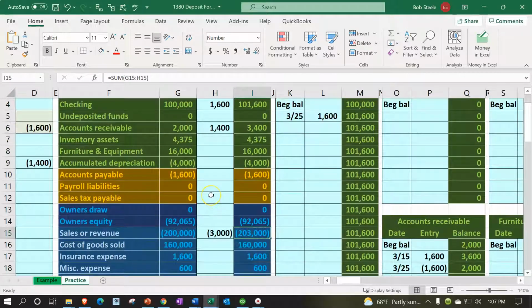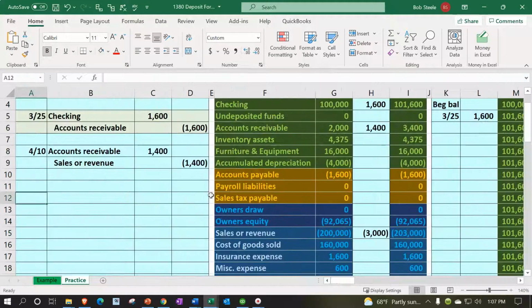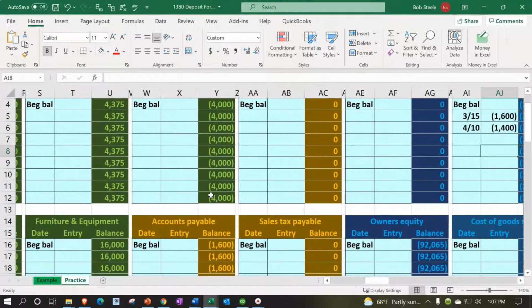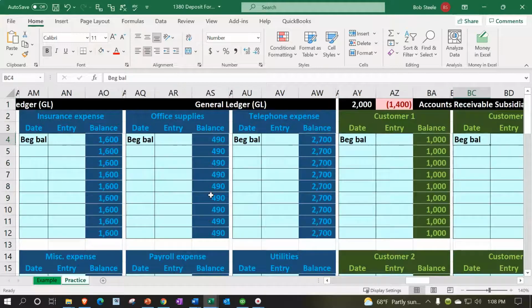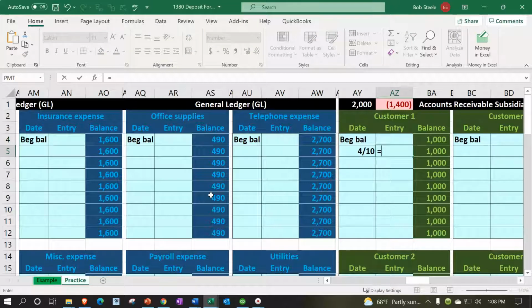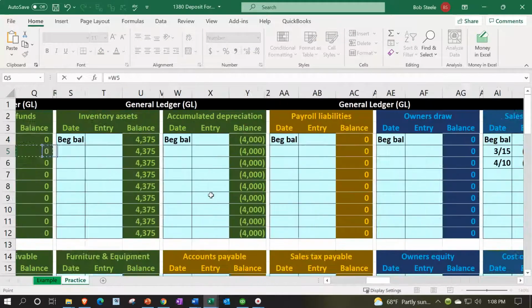Sales 2,003. We also need to hit the AR subledger for that 1,400, all the way to the right to do so. This is by customer. Looking for the stuff by customer. Let's say it's customer 1 this time. Already owes us $1,000, but we sold them more stuff. I trust customer 1. They're going to pay us. We could sell them more stuff. We're in AZ5, equals, and we're going to go left to the wall.